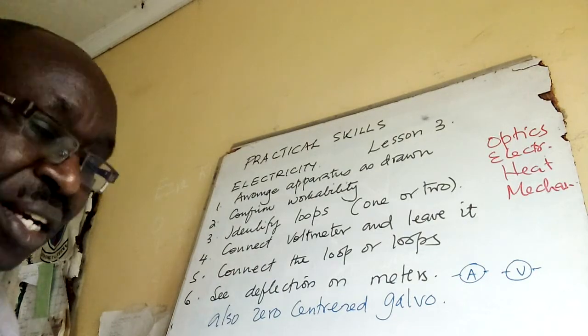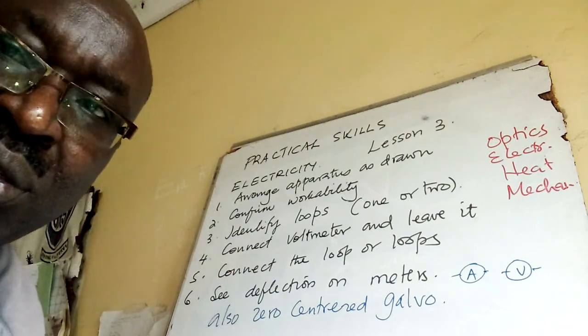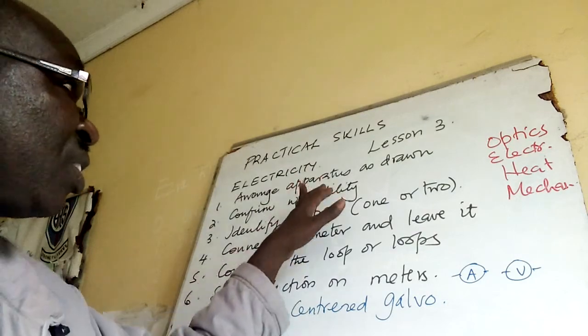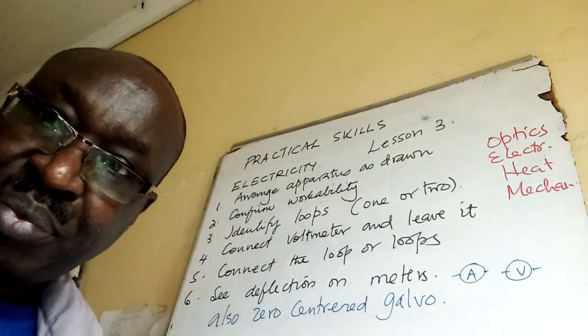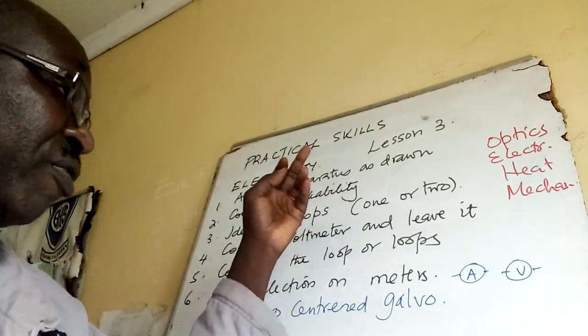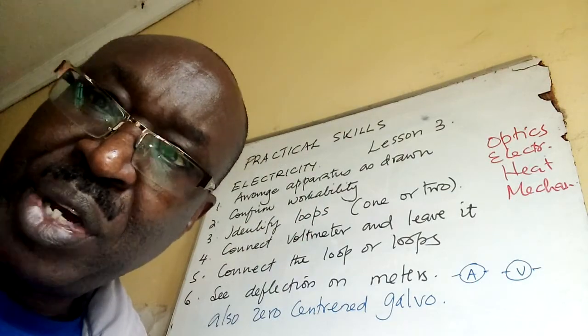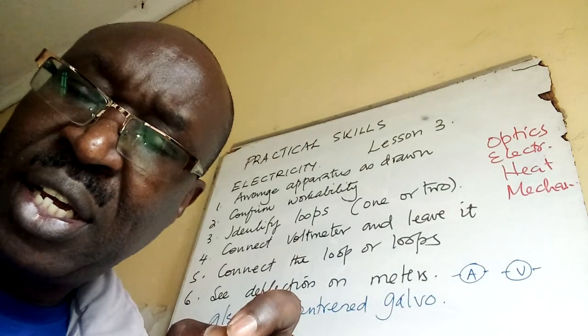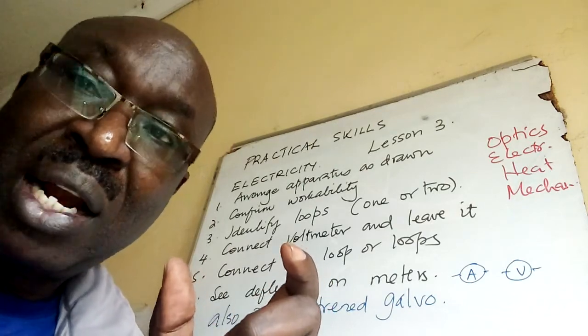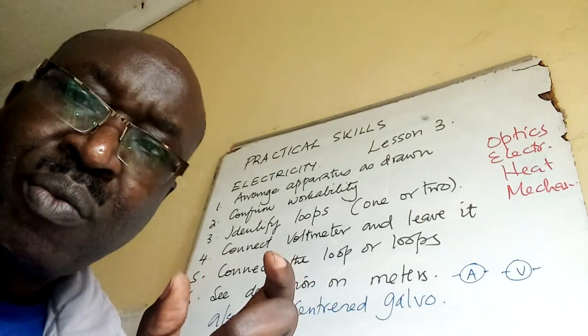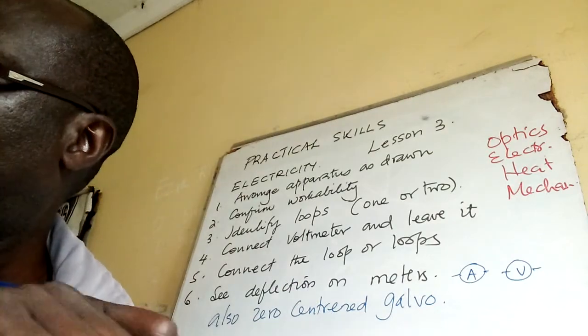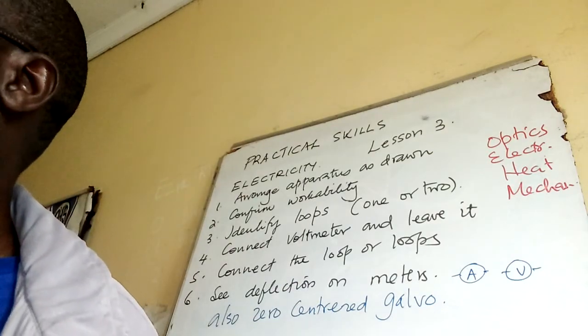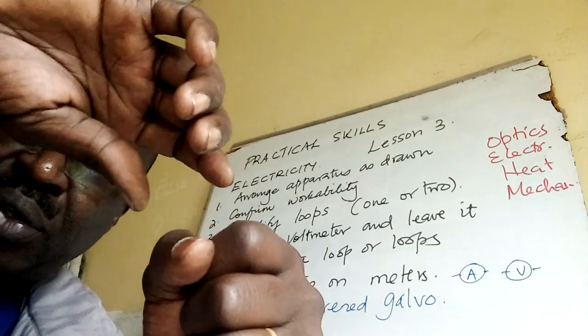3, identify loops. Now this is electricity. So in electricity, confirm workability. Make sure all, like the bulb, that is where I can give an example. You must make sure the bulb is tight. I wish I had a bulb. Okay? You tighten the bulb.